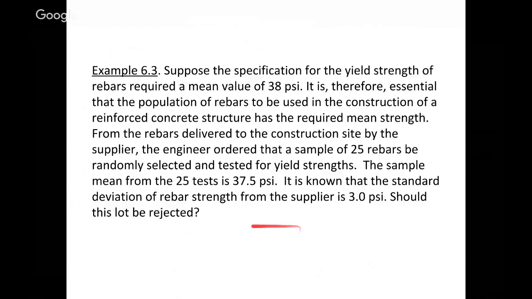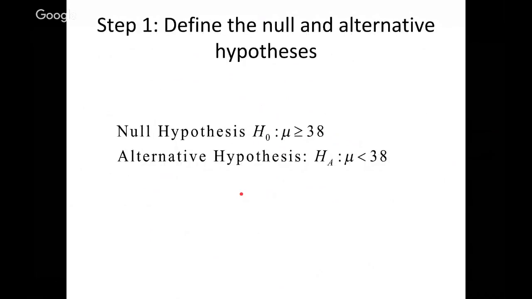So to really evaluate the answer to this question, we have to take into account the fact that there's going to be natural variability, which may give us a number lower than 38, but doesn't actually reflect a population which is lower than 38. So we really have to use statistical hypothesis testing to answer this question. And so step one of that process would involve defining the null and alternative hypotheses.